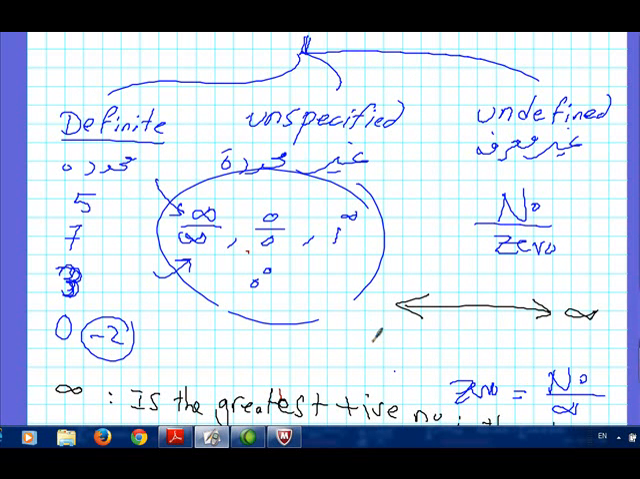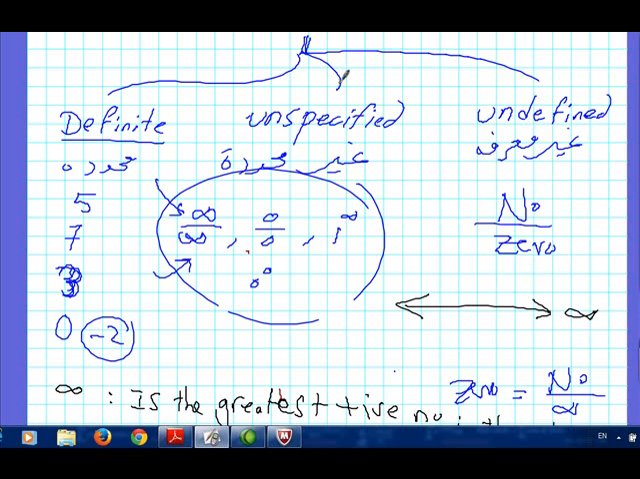I noticed that some students have some sort of confusion with numbers. The scientists classify numbers into three main categories. First of all, the finite numbers like 5, 7, 3, 0, negative 2. Then the undefined number, which does not have a definite definition, like any number divided by 0, which has no meaning.